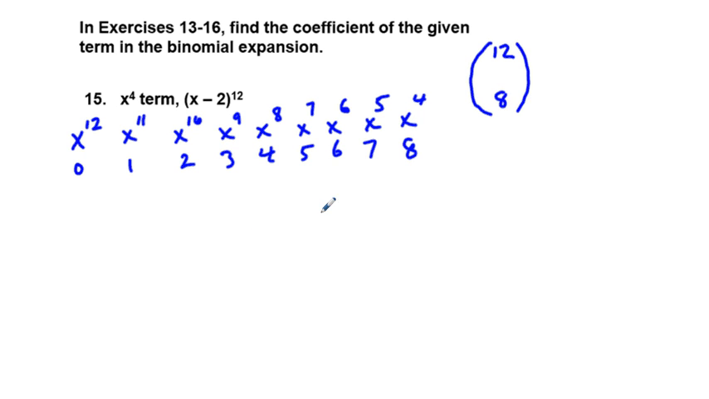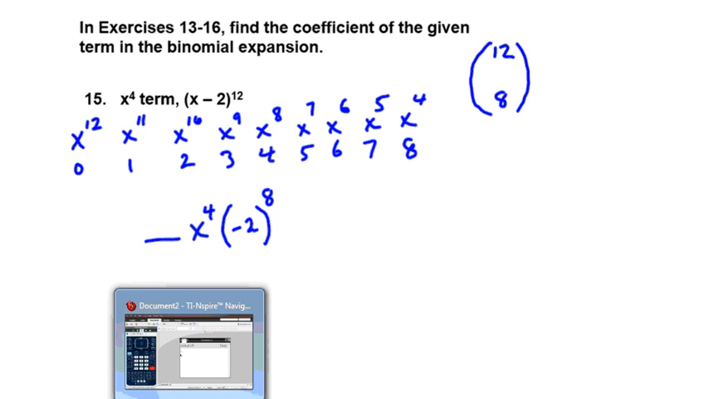What that's going to end up being for us is our x to the fourth, and then we're going to have y to the eighth, so we're going to have here negative 2 to the 8th power. Whatever coefficient we have here, we're going to multiply by this quantity, negative 2 to the 8th power, and we're going to get a really large coefficient. So let's go ahead and work that in our calculator.